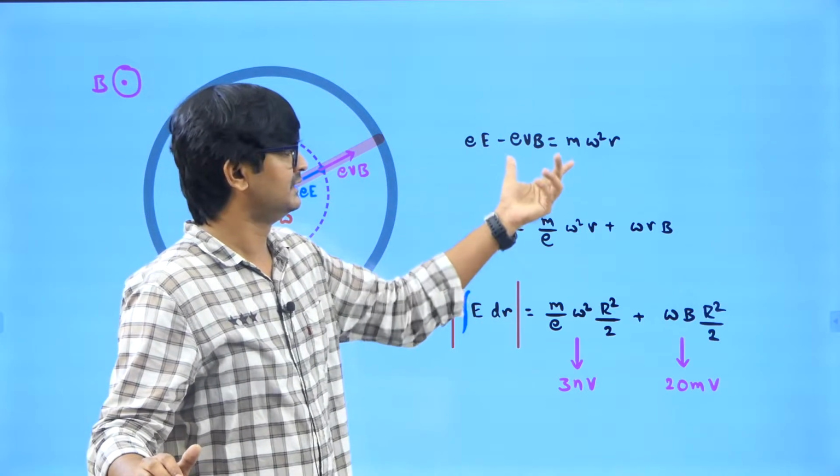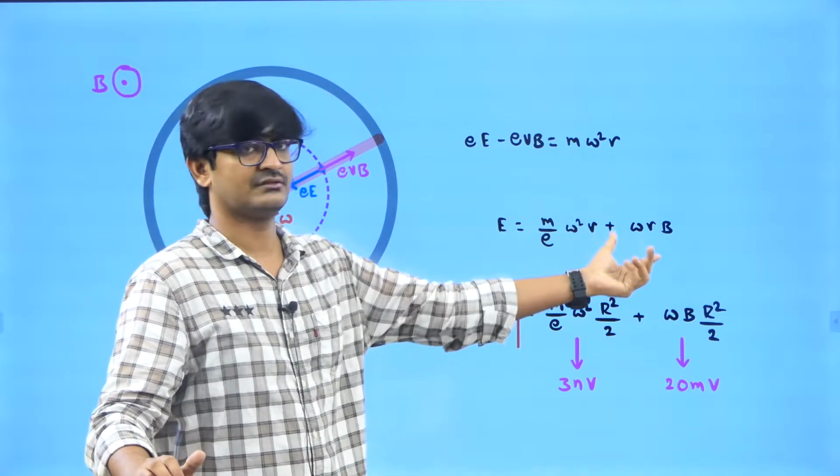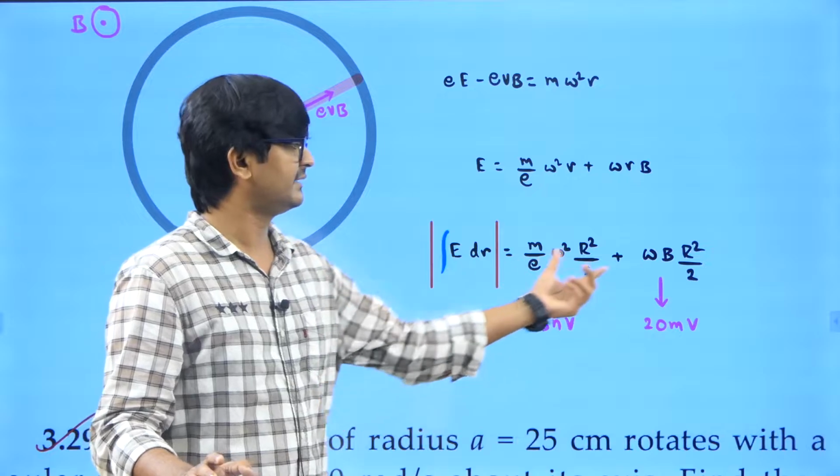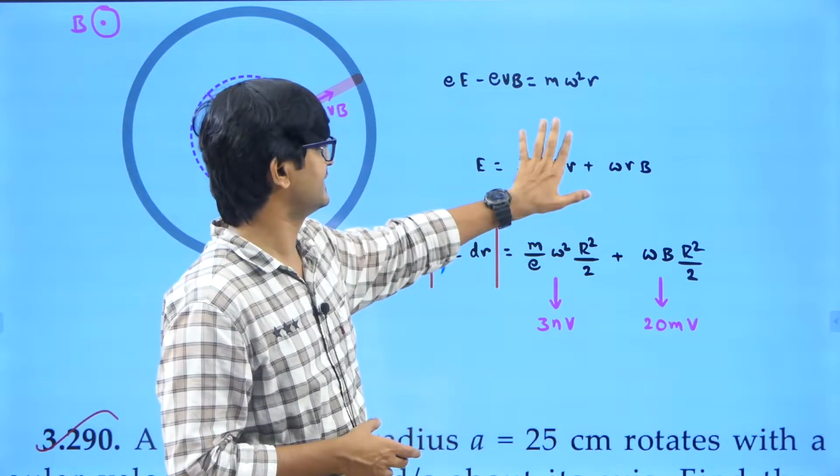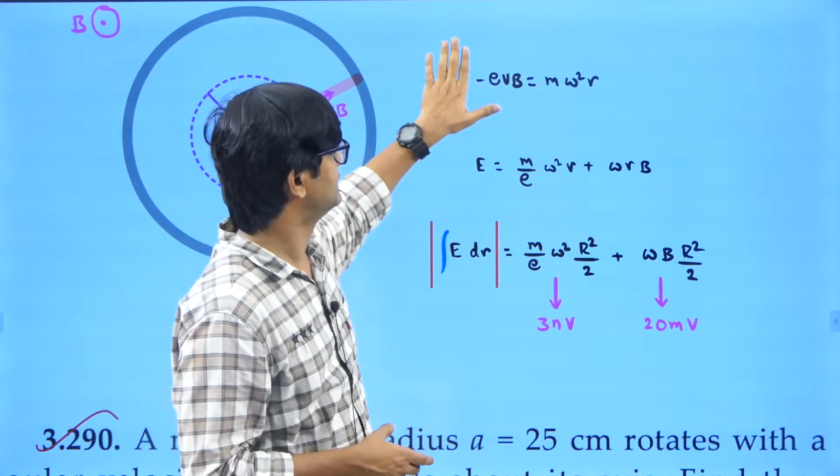I can write this one. So from here I will be getting the electric field as a function of r. So when I do the integration, I will be getting this one. But generally when we do this, we won't be considering this term.